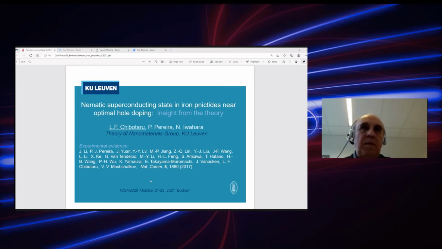To prove this, many experiments were done, and these are the people who did the experimental work. Most experiments have been done in the group of Professor Moshchalkov from KU Leuven, but some other groups have also been involved. I will be speaking only about the theoretical interpretation of this data, which has been done in our group.